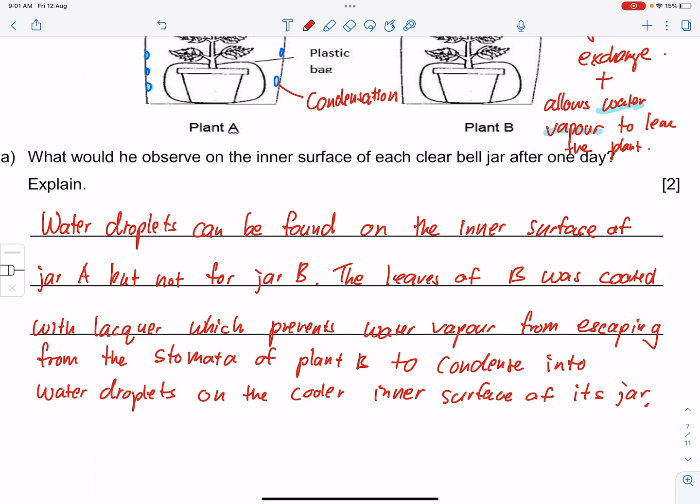Okay, so somewhere you must tell me about condensation. Alright, if you can add in the point about it losing heat to the bell jar, even better. It's just that in this case, it's a 2-mark question. The key idea was for you to understand what the lacquer does to the leaf. Alright?